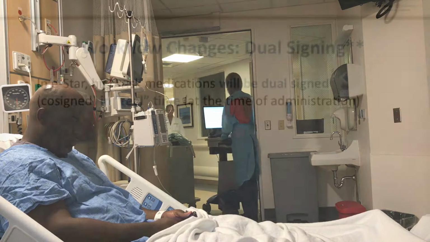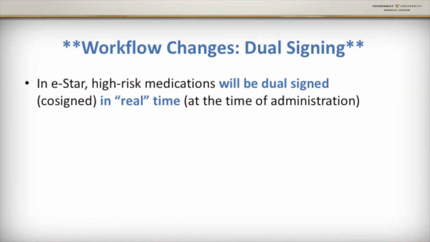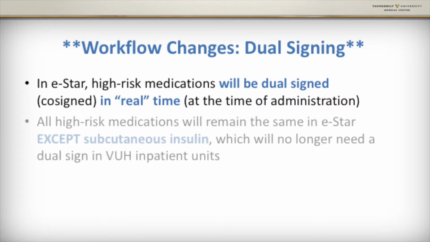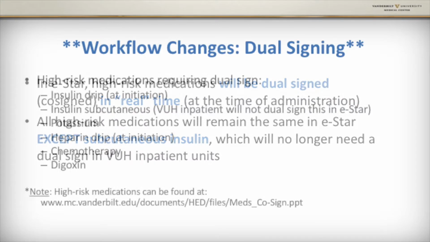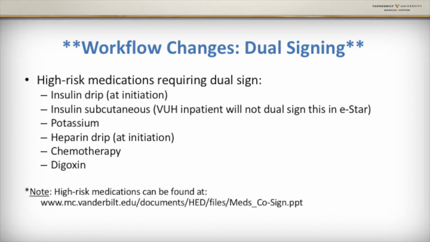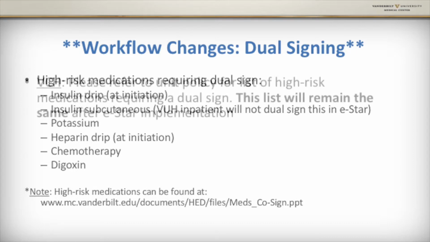No problem. In eStar, your high-risk medications will need to be dual-signed in real time. All of the high-risk medications will remain the same in eStar except subcutaneous insulin, which will no longer need a cosign in VUH inpatient units. Here is a listing of the medications that will require a dual sign. These medications can also be found at the website below.